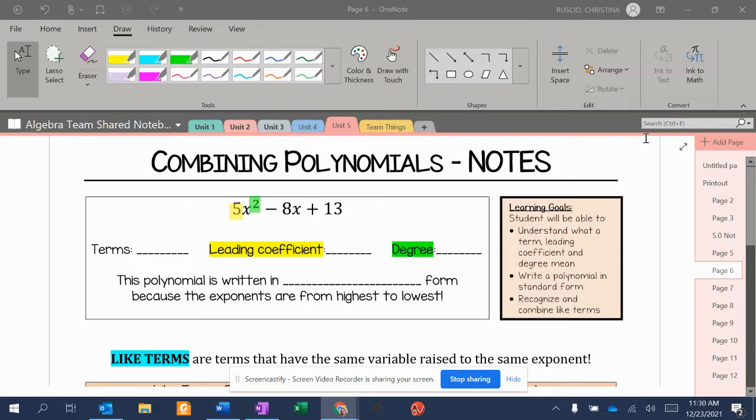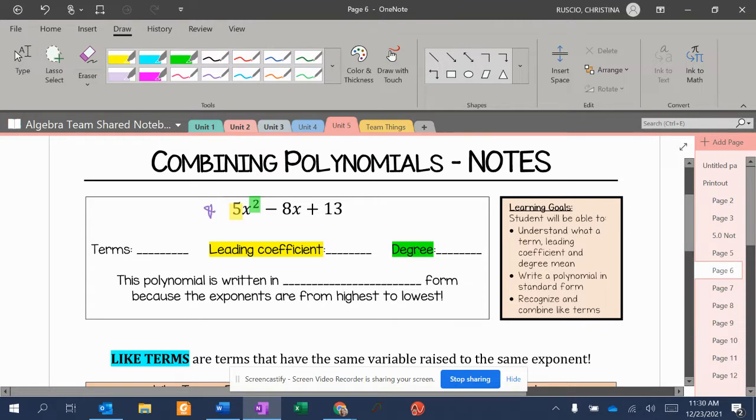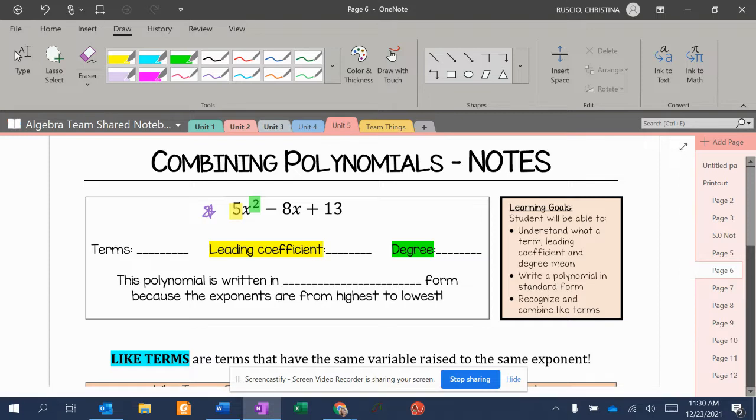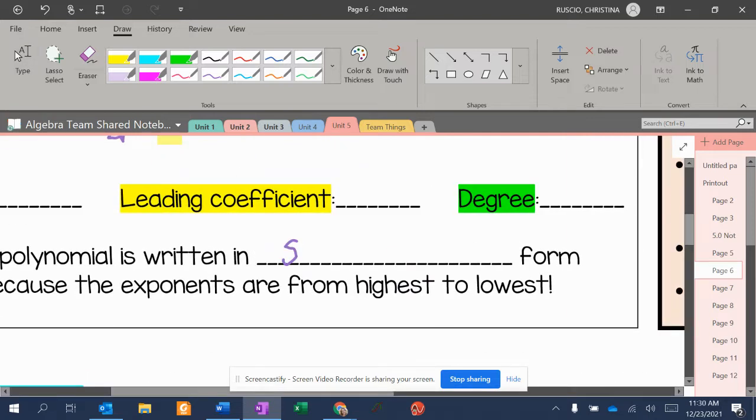We are going to be adding and subtracting polynomials today, but first we need to understand some vocabulary. If you didn't already notice, this unit is big on the vocab. So if we look at this polynomial here, 5x squared minus 8x plus 13, the first thing that I want to talk about is it's cool because it's written in standard form. So we're going to fill that in right down below here.